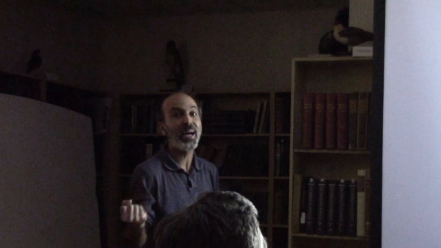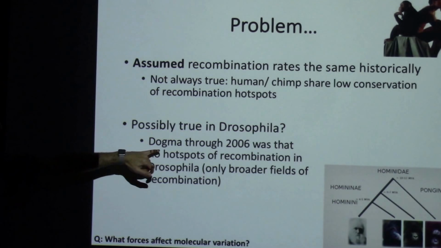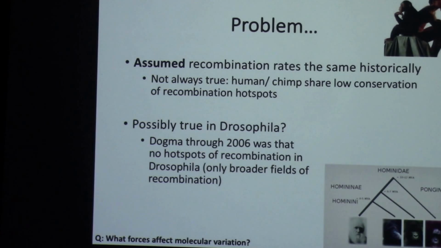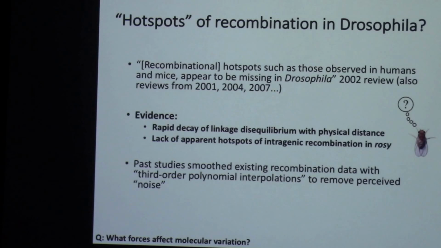For example, humans and chimps do not share recombination hotspots, at least on a small scale. This may be true in Drosophila. The dogma through about 2006 was that there are no hotspots of recombination in Drosophila, only these broader regions of recombination. This is what drew us in. I was like, what? Why are there no hotspots of recombination in Drosophila? So this was interesting. This is a quote from a 2002 review: recombinational hotspots such as those observed in humans and mice appear to be missing in Drosophila. There are also reviews in 2001, 2004, 2007. Where did that come from?